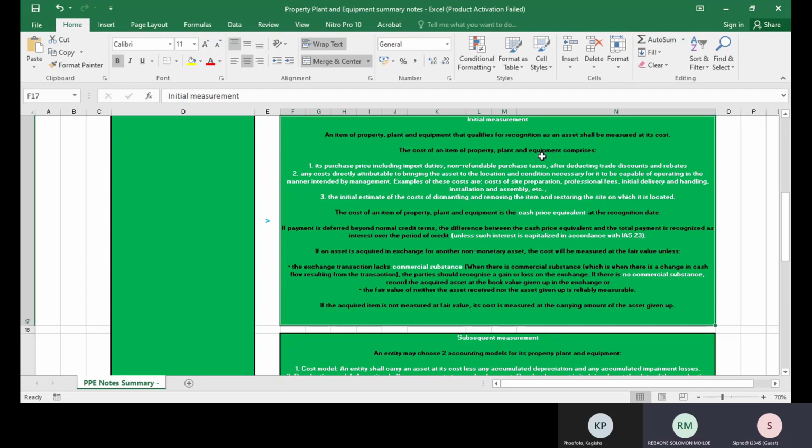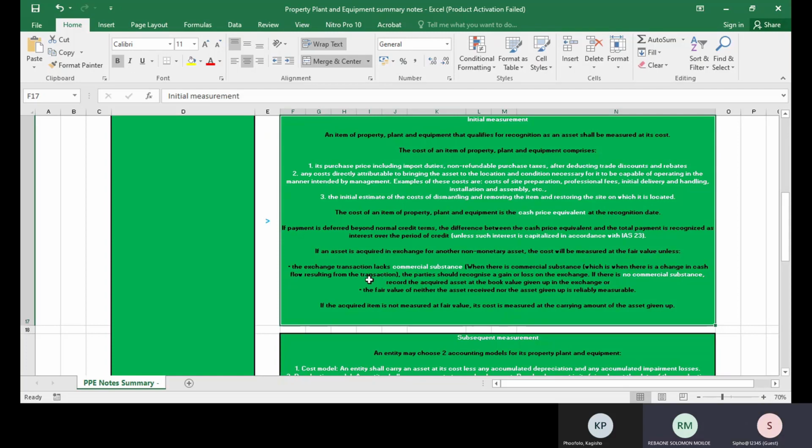So they are saying the discounting factor, which is the interest, when they calculate the interest, if payment is deferred beyond normal credit terms, the difference between the cash price equivalent and the total payment is recognized as interest, and it will be an interest expense, unless it is capitalized in terms of the borrowing cost standard, IS23, when you're building an asset. Because when you're building an asset, you might borrow money where you need to discount.